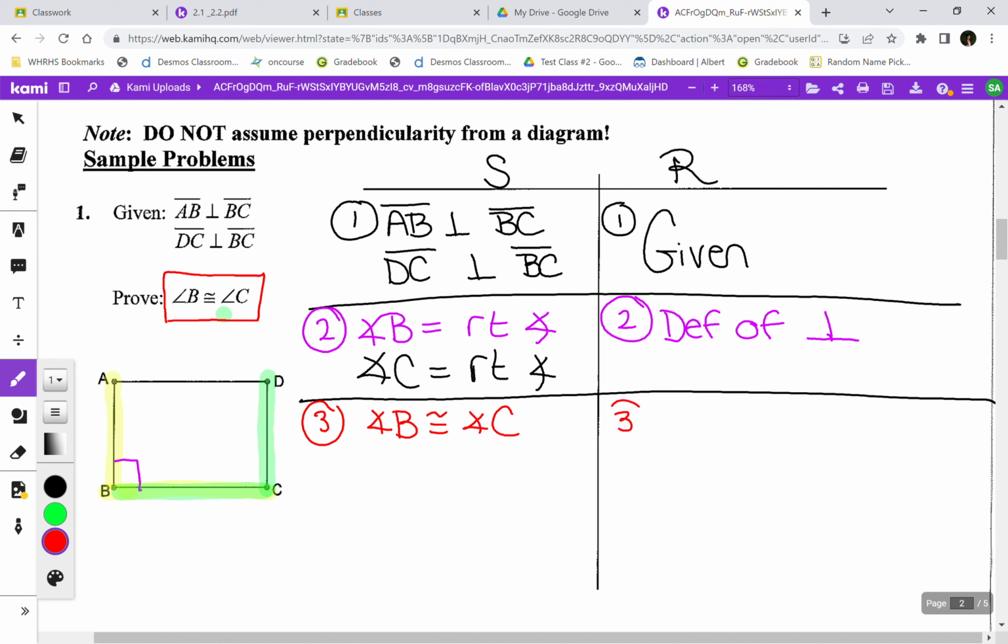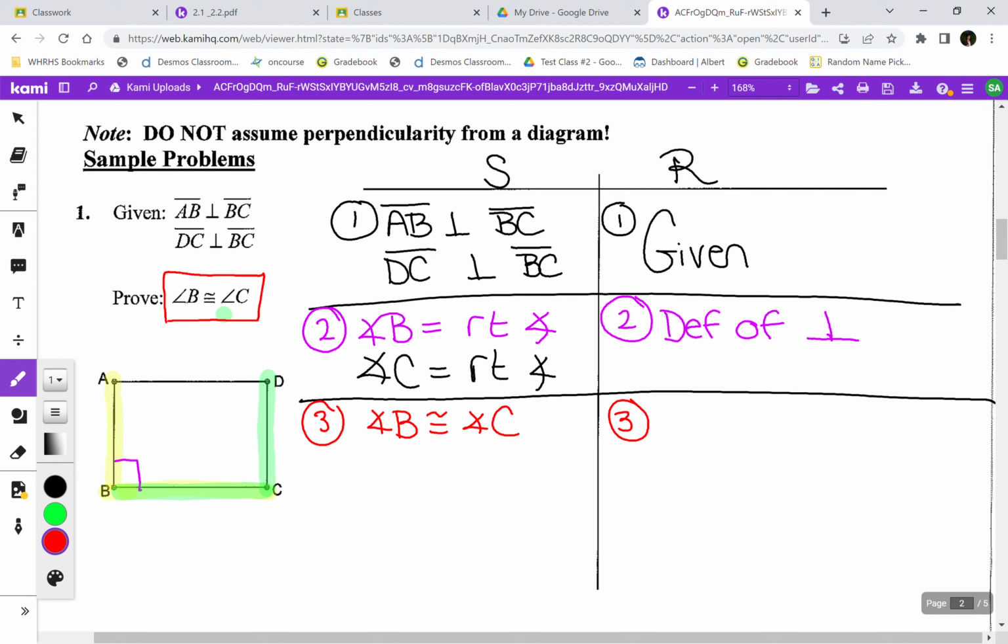But this is not def of congruent. I saw a lot of that on the test. This is not def of congruent. By definition, congruent angles are two angles that have the same measurement. In our proof, did we show any measurements? We did not show any measurements, so we cannot say def of congruent.